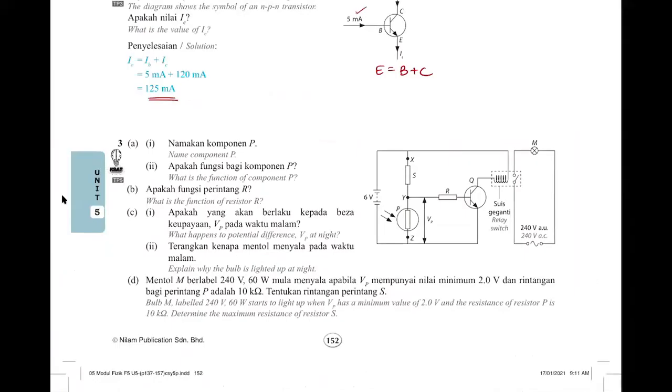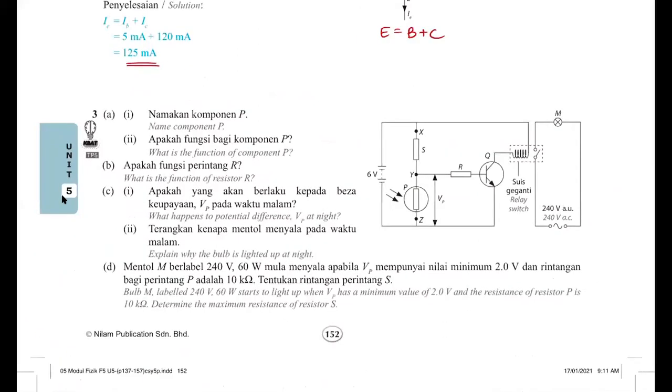Okay. Question number 3. Name component P. What is P? Apa itu P di sini? LDR. Okay, LDR. And when you write LDR, it is safer for you to write in full. Sorry, not light emitting diode, light dependent resistor. Ataupun if you want to write short form LDR, better write it in capital letter. Yeah, tulisnya capital letter lah.